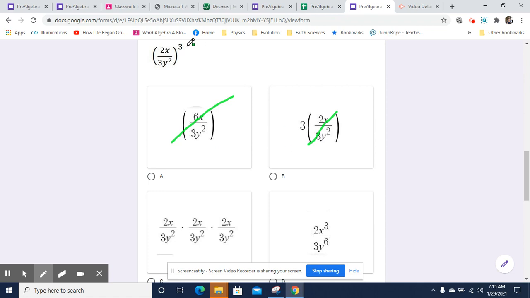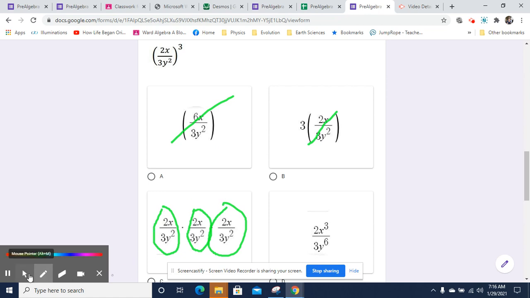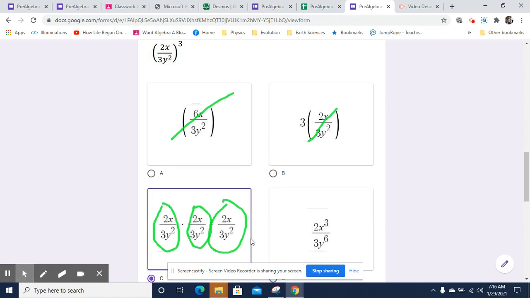So what we did was we did x cubed and y squared cubed, which gets us an x cubed and a y. Y squared cubed is going to be y to the 6th power. But you also have to cube the 2 and the 3. So we had to take into account that this 2 is being used as a factor 3 times, and this denominator 3 is being used 3 times as well. So the whole expression is being used 1, 2, 3 times, and so that is the correct answer.